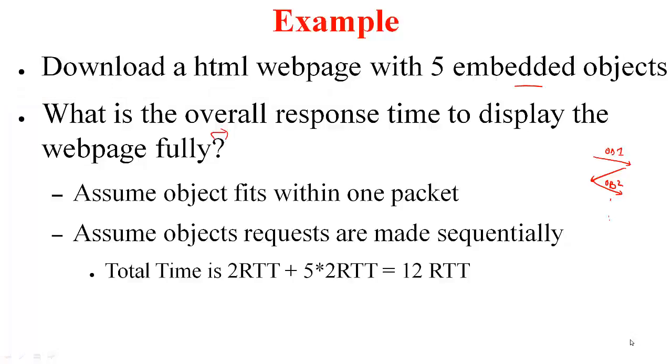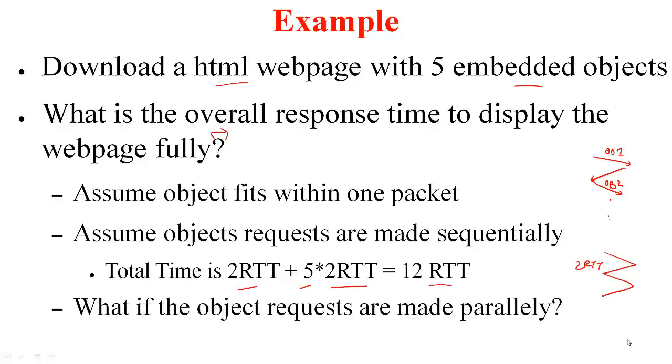Since I had mentioned earlier that for a given object you are going to take 2 times round trip time, and the transmission time is negligible in this particular case since the object fits within one packet. There is the base HTML web page, so that is what you will download first. That is going to take 2 round trip times. And then for each of these 5 embedded objects, you are again going to establish a TCP connection to retrieve them, and each of those is going to take 2 round trip times. So this will take a total of 12 round trip times. So this calculation was based on the requests being sequential.